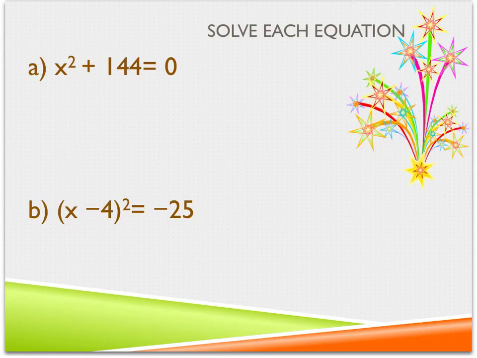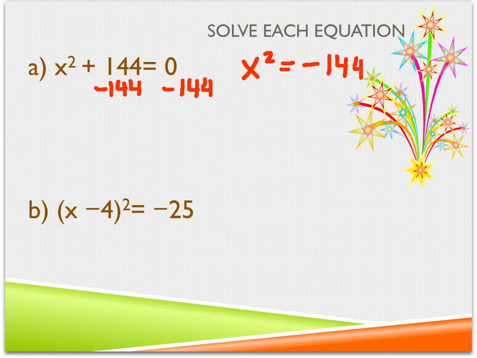Alright, so now we're going to do some practice. Now remember I said that first step is to isolate the square term. So here I just need to take away 144 on both sides. That will isolate x squared. So x squared equals negative 144. Now I need to square root both sides of the equation.